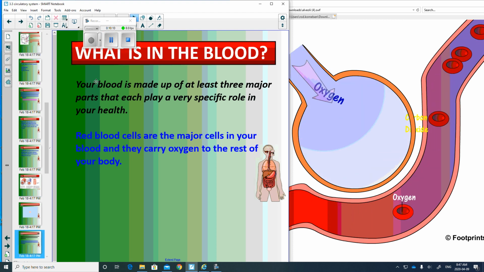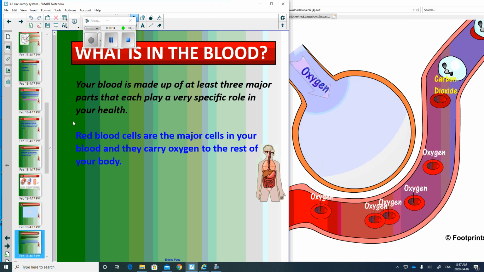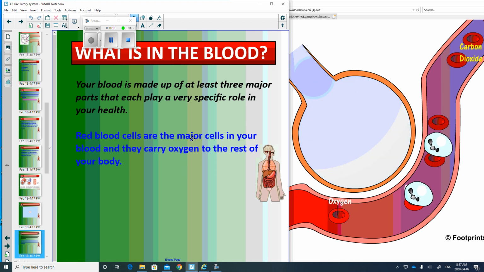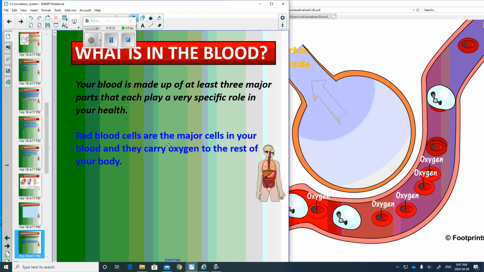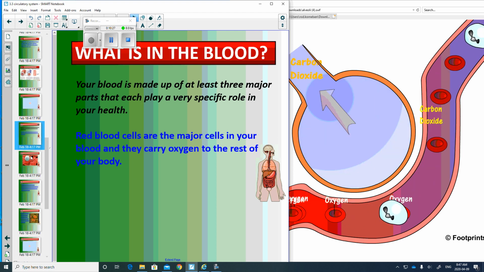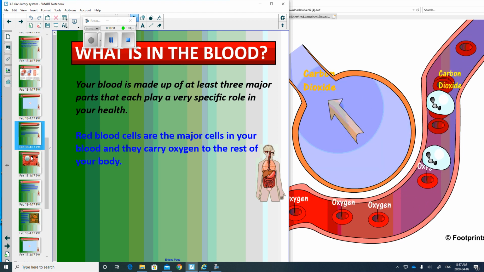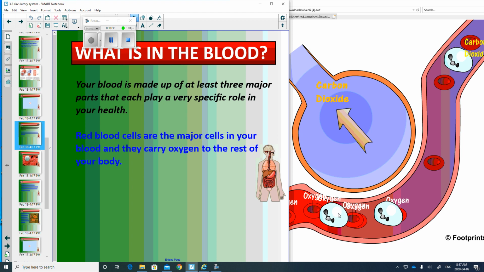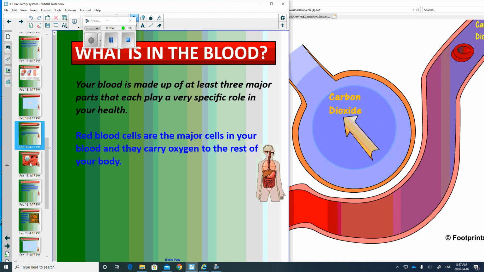Your blood is made up of at least 3 major parts. Each part plays a specific role in your health. Here are the red blood cells. They make up the most significant volume of your blood. They carry oxygen to the rest of your body, and equally important, they carry the carbon dioxide away. Doesn't do you any good to keep bringing fuel if you don't get rid of the exhaust. So red blood cells do both. They carry oxygen to the rest of your body, and they have to carry that carbon dioxide away.